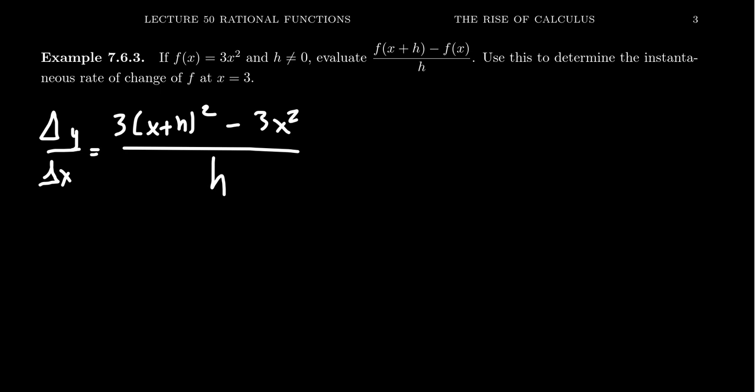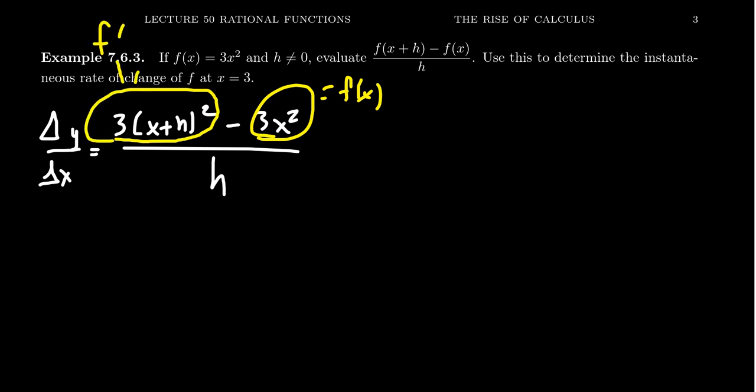So now I'll annotate this thing here. 3x squared, this is just f of x. But what is this right here, 3 times x plus h squared? This is equal to f of x plus h. That's what the difference quotient formula requires. But now we want to simplify it. Our goal is to get rid of the h on the bottom.